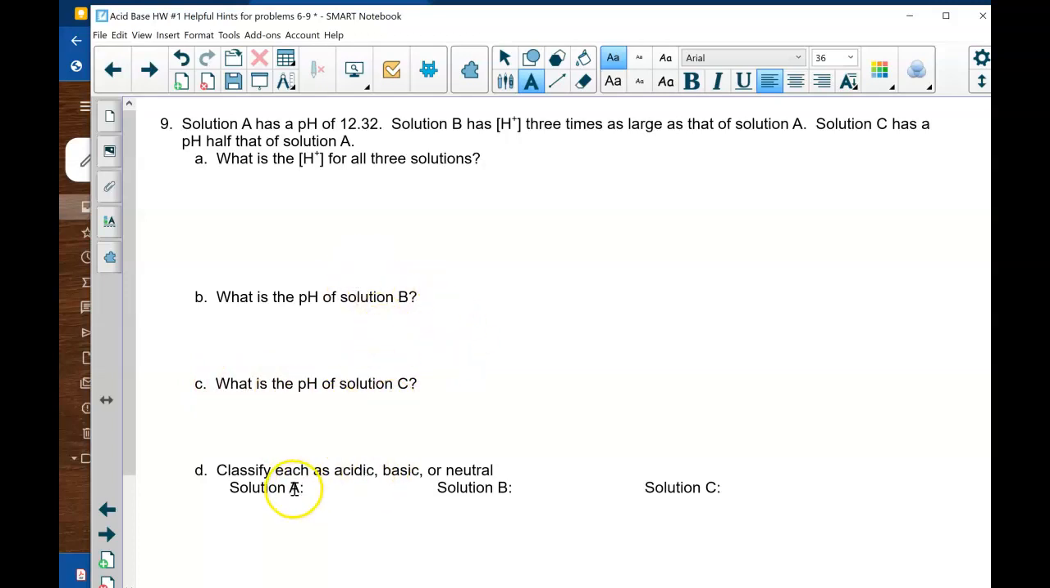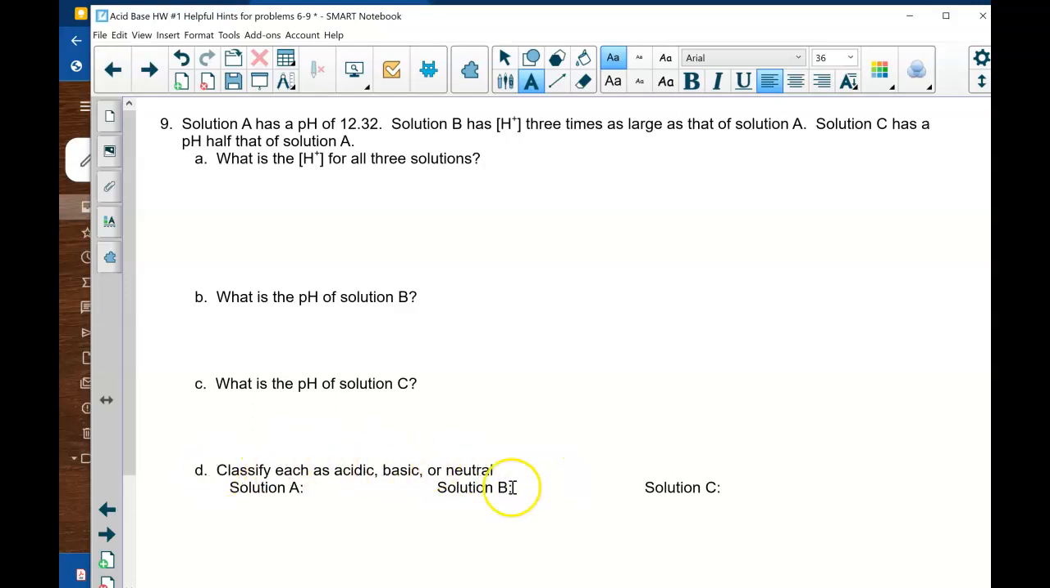And then you will tell me which classify solutions A, B, and C as either acidic, basic, or neutral. You can do several things to do that. You could talk about whether the pH is greater than 7 or less than 7 to talk about acidic, basic, or neutral. Look at your notes for that. You could compare the H plus versus OH minus concentration to identify whether something is acidic, basic, or neutral.